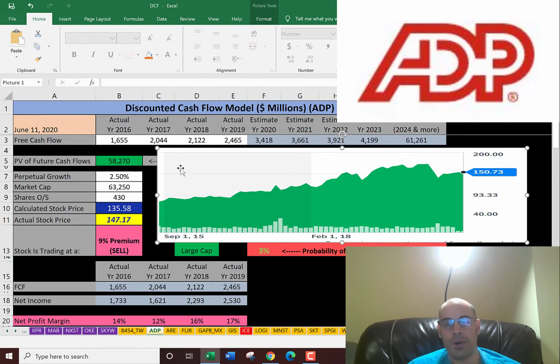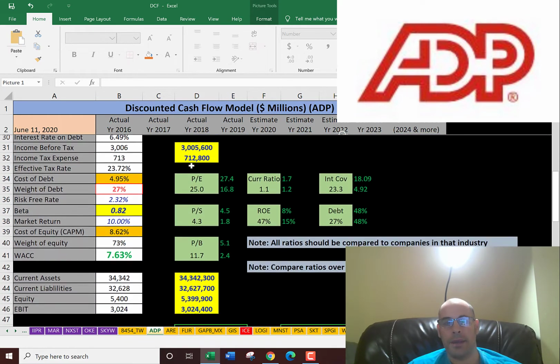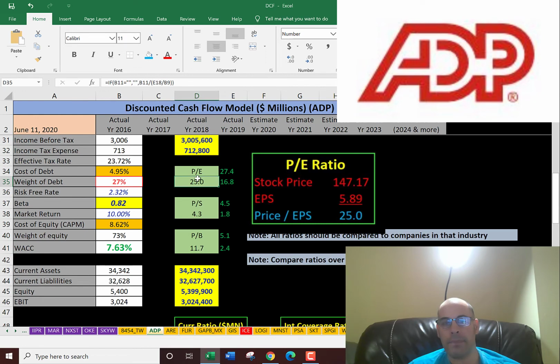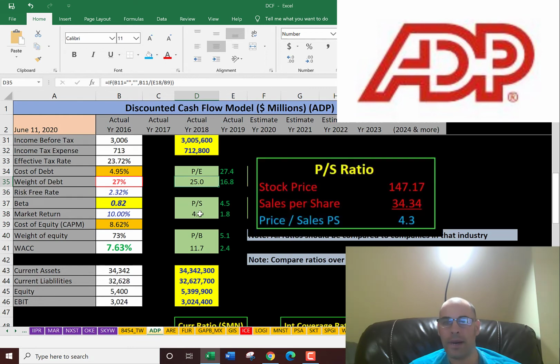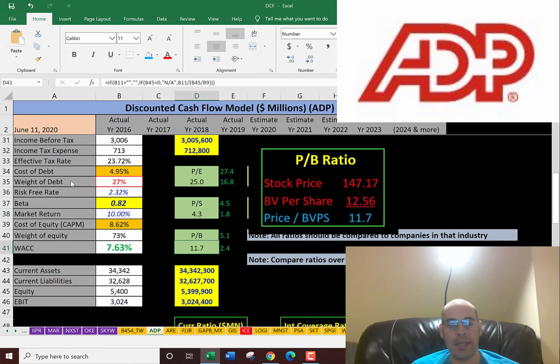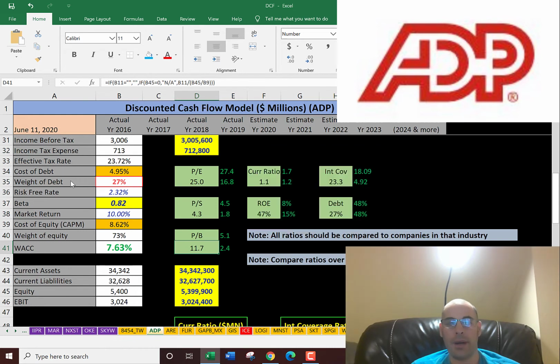Let's look at their financial ratios. They have a pretty high PE, that's price of stock over earnings per share, 25. I like to see under 15. They also have a fairly high price to sales ratio, 4.3. I like to see under 2.5 for this. That's price of stock over sales per share. They have a pretty high price to book of almost 12. That means investors are willing to pay $12 for $1 of book value. So they're not getting too good of a deal there.